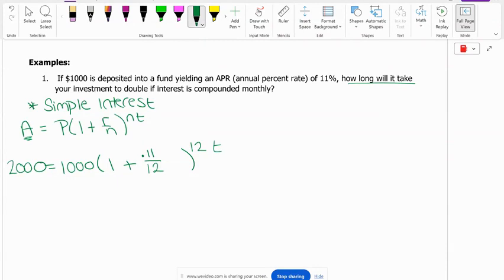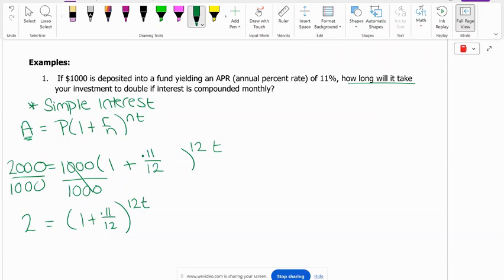Now we have to solve for t. I'm going to try to isolate t as best as I can. So I'm going to divide by 1,000 on both sides. So I get 2 is equal to the quantity of 1 plus 0.11 over 12 raised to the 12t power.